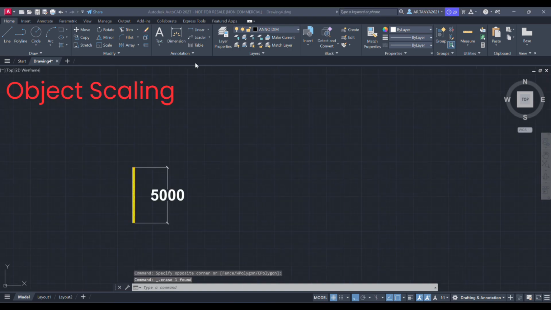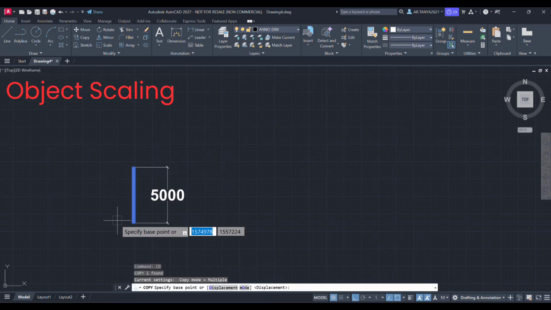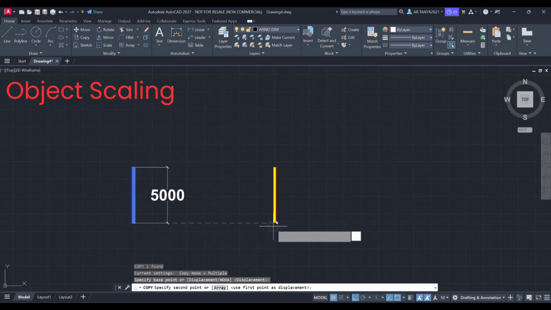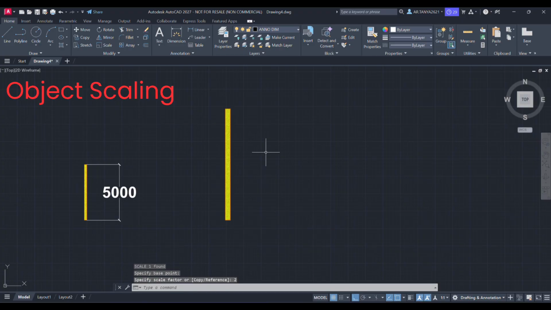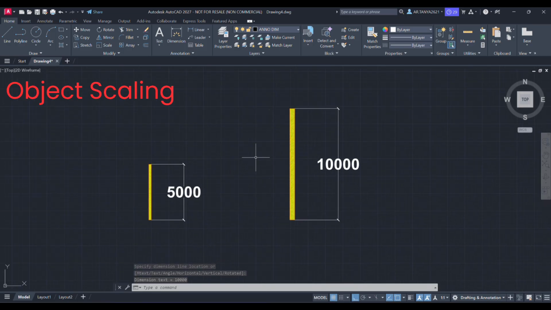Number two is object scaling. I will scale this object to twice the original size. So let me do it. Factor 2. Now I will dimension it. Here you can see this is 10,000, twice the original size.